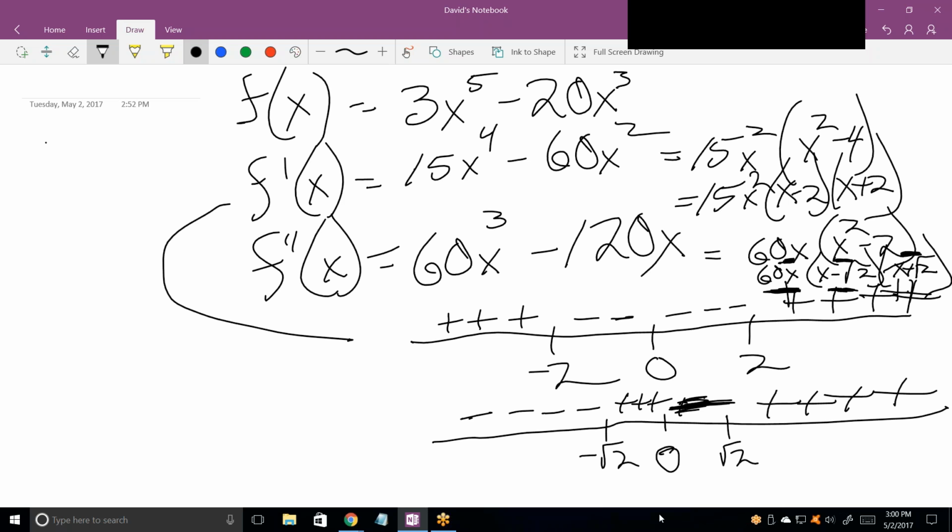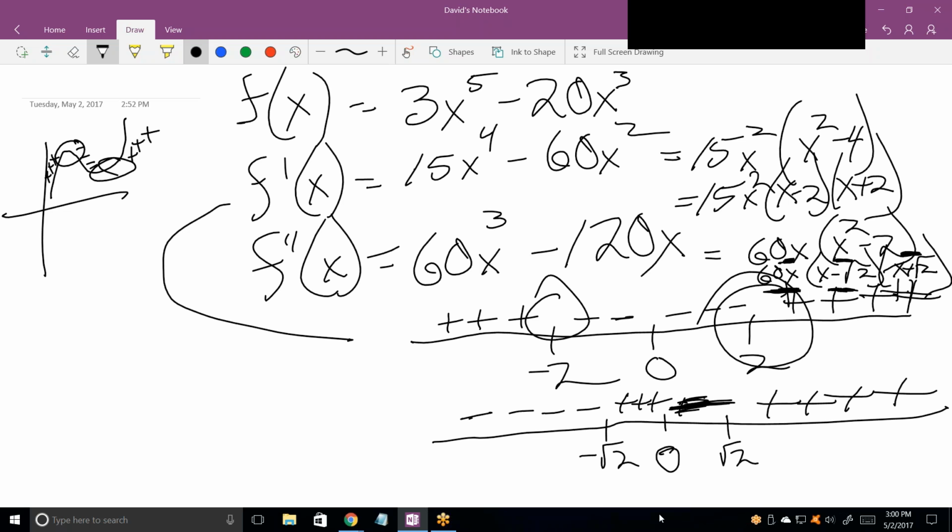If I have a function like that, well, that is a relative maximum because my slopes go from plus, plus, plus to minus, minus, minus. So right there is a relative maximum. On the minimums, they go from minus, minus, minus to plus, plus, plus. So right there is a minimum.